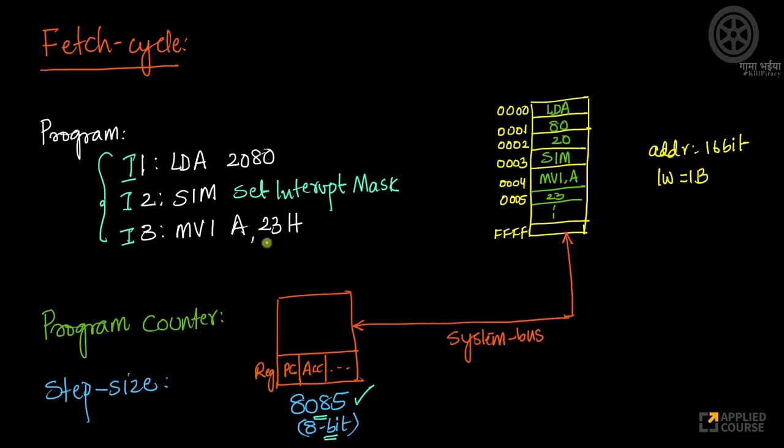Next, here is a third instruction. What does this do? MVI. MVI stands for move immediate. So MVI basically means move immediate. So what does move immediate do?